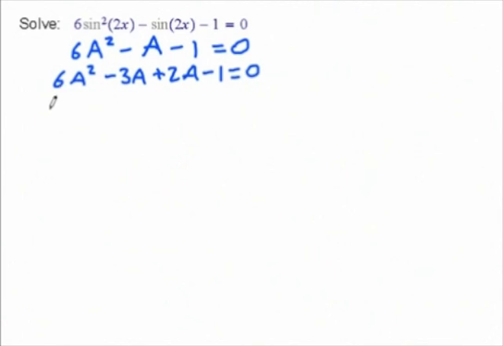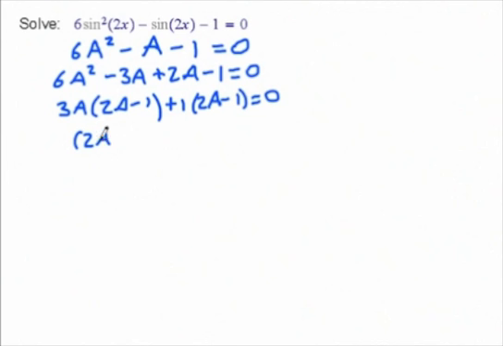So the GCF of the first two is 3a, left behind is 2a minus 1, and the GCF of the second two is just a positive 1, left behind is 2a minus 1, and yank that out and we're going to have 2a minus 1 times 3a plus 1. And I'm going to keep going. I'm going to get it all the way down to a equals. So here we're going to have a equals a half and a equals negative 1/3.